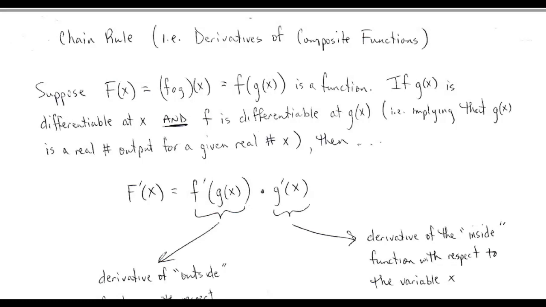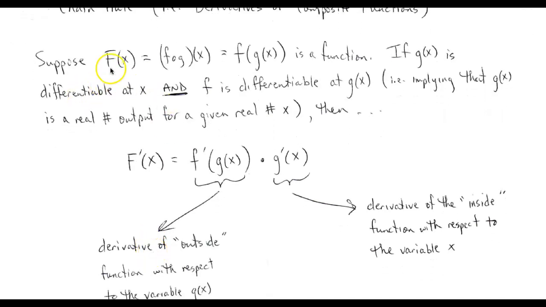The chain rule is a very abbreviated way of making sure that we have a way to be able to take the derivative of those functions. In short, suppose that we have a composition function, where g of x is our inside function and f of x is our outside function. We also assume that g of x is differentiable at any value x that we are dealing with, and that f is differentiable at any value g of x that we deal with.